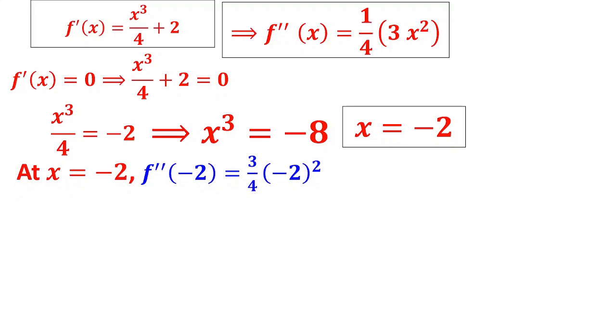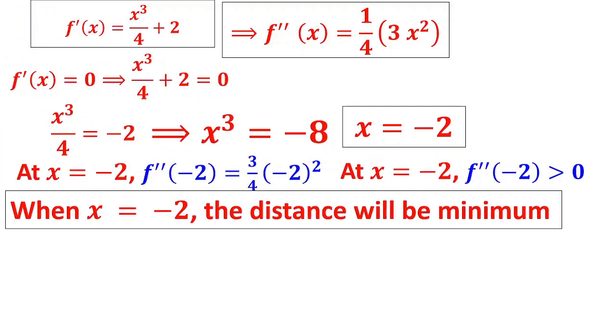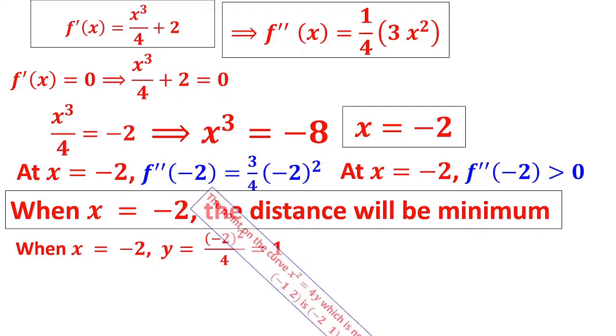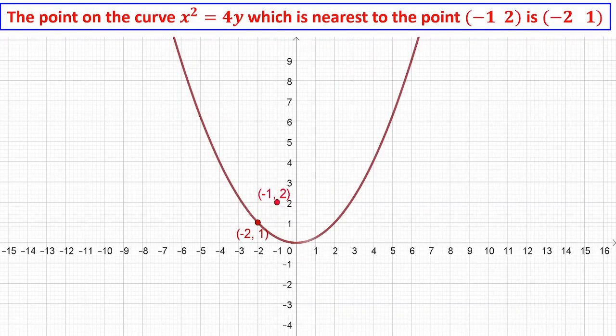Therefore, at x equal to minus 2, you are finding f double dash of minus 2. It is greater than 0. For x equal to minus 2, the distance will be minimum because the second derivative is coming as positive. What will happen when x is equal to minus 2? I am getting the value of y, which is x square by 4. Therefore, it is 1. Therefore, the point on the curve which is nearest to the point minus 1 comma 2 is minus 2 comma 1. We are seeing the graph of it. Therefore, for the point minus 2 comma 1, the nearest point is minus 1 comma 2.